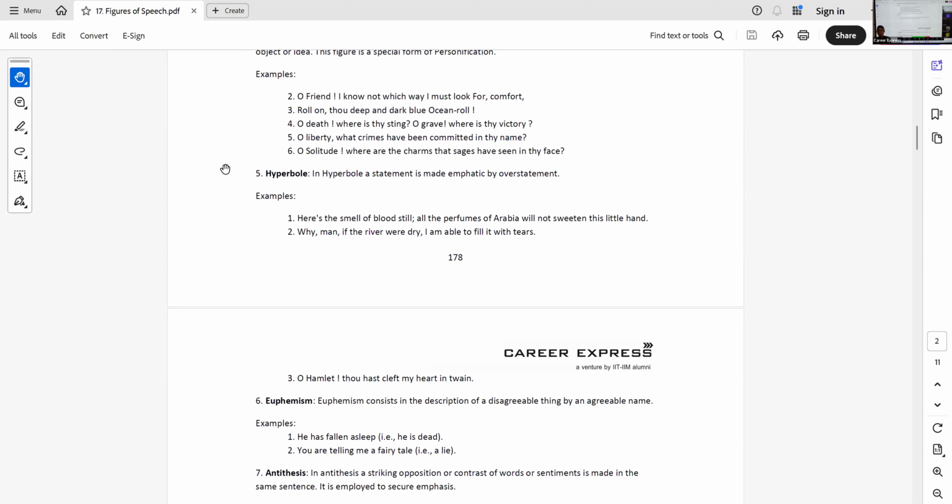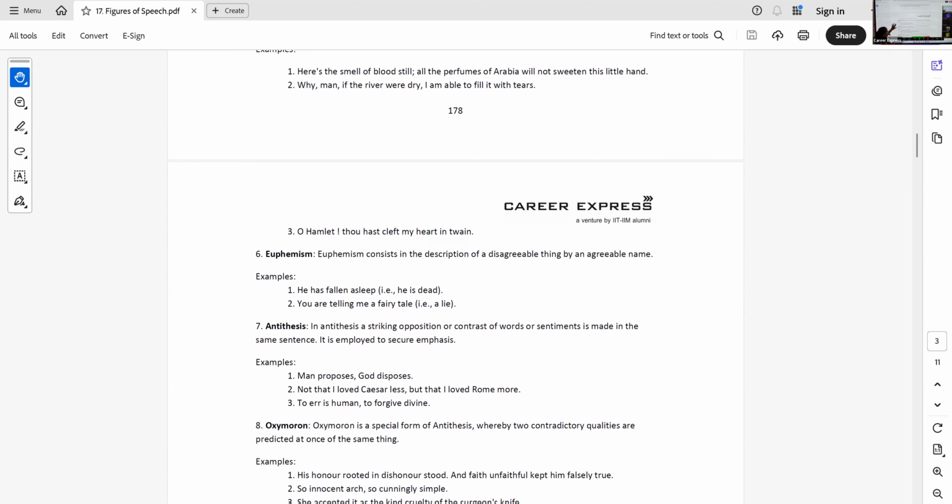Now you'll notice sometimes in speeches when someone is trying to make a point very assertively, then also we use a little bit of exaggeration. Because unless you make that exaggeration, that point is not going to land with the people who are listening to the speech. So sometimes hyperbole is used deliberately.